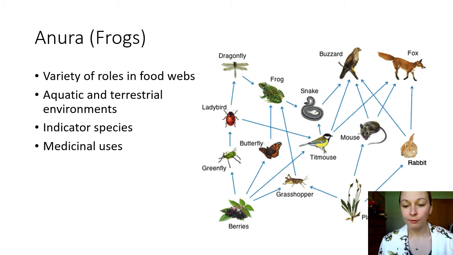So why are frogs important, and who cares if they're here or not? They play a variety of roles in food webs, starting with even their egg life stage. That's food for other animals, but even as they move throughout their life, they are predator and they are prey for different kinds of animals. In this food web right here, the arrows going into the frog represent that frog's prey. Arrows going out of that frog represent the frog's predators.